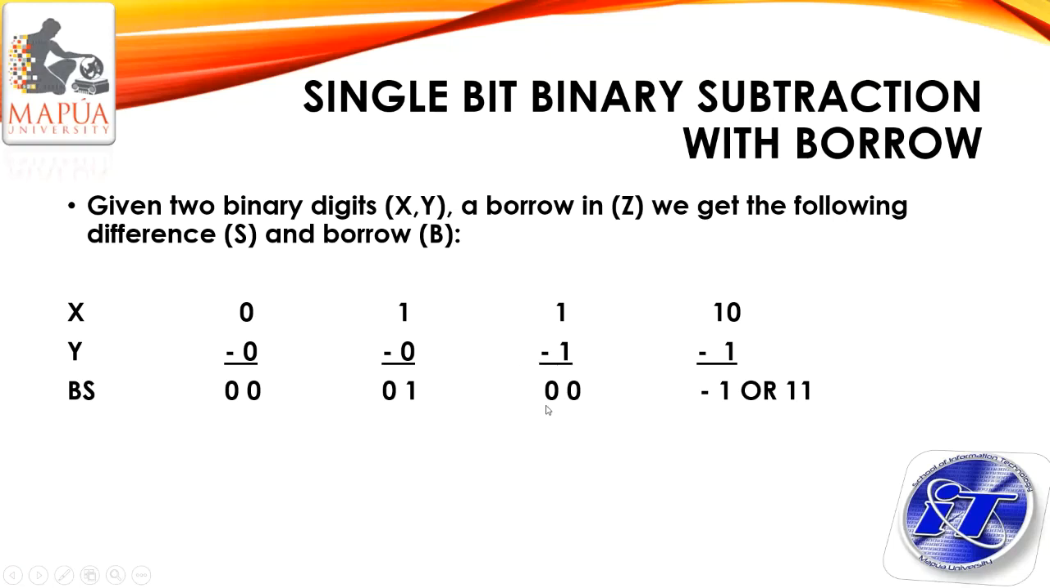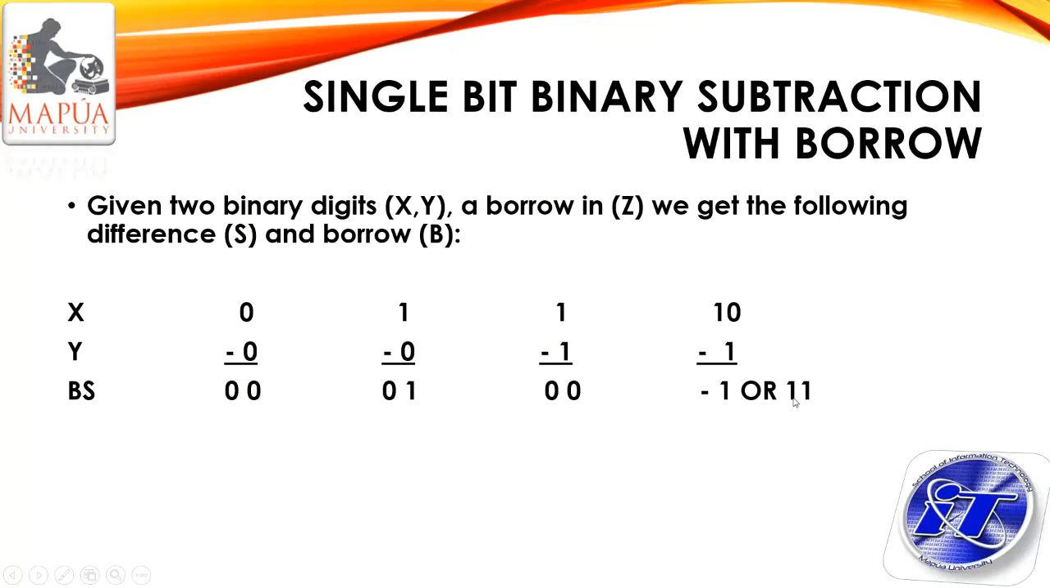0 minus 1, result is negative 1, or 1, 1. Negative is represented by 1 on the leftmost side of the answer. Okay, this is how we represent negative numbers in binary. The leftmost side of our digit will represent the sign. If it's 1, it means negative. If it's 0, it's positive. So that's why negative 1 can be rewritten as 1, 1.